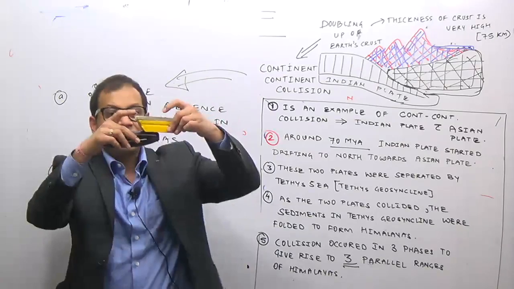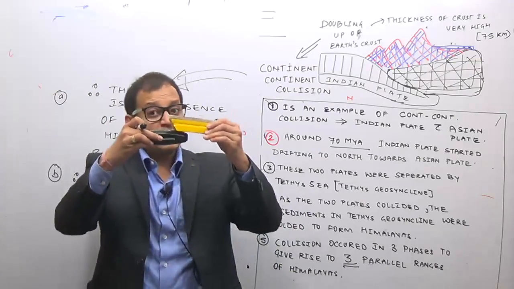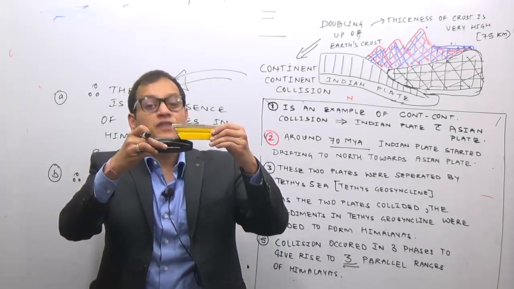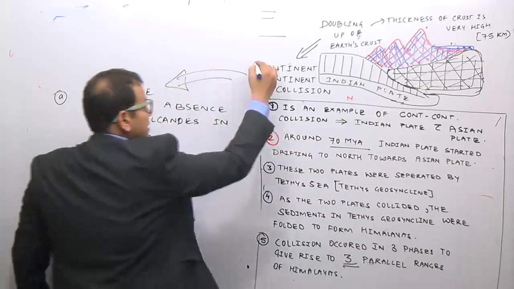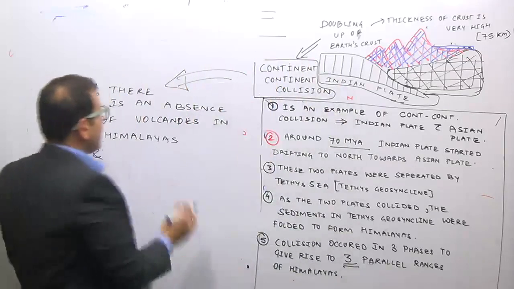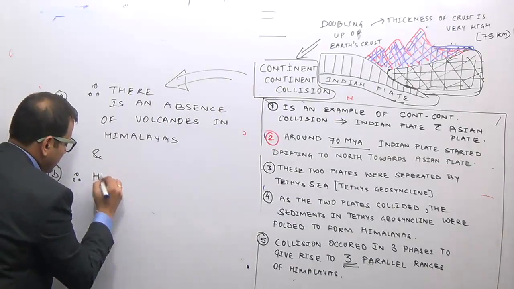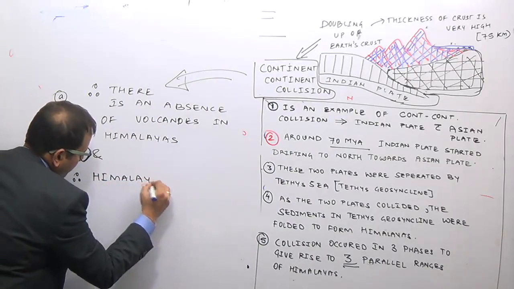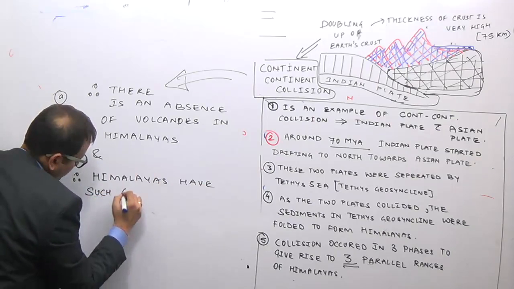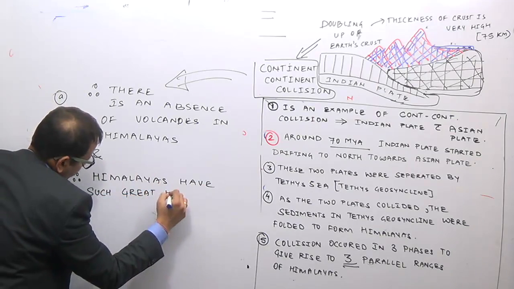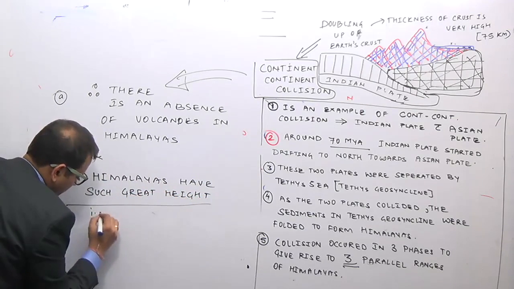This is what you can see as the doubling up of the Earth's crust. Wherever the doubling of the Earth's crust has happened, the height of the crust is very large. Therefore the second reason, because it is an example of a continent-continent collision, is that there is an absence of volcanoes in the Himalayas, and also therefore the Himalayas have such a great height. That is, the Himalayas are the highest mountain systems in the world.